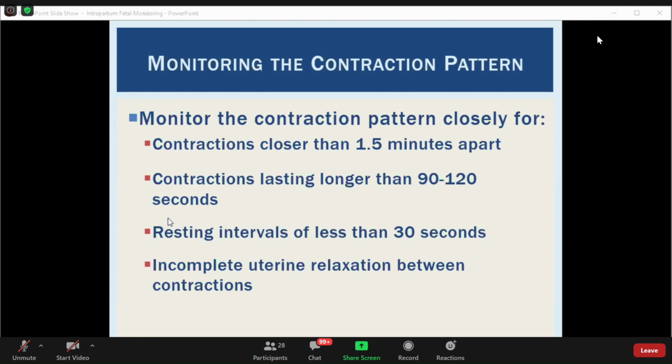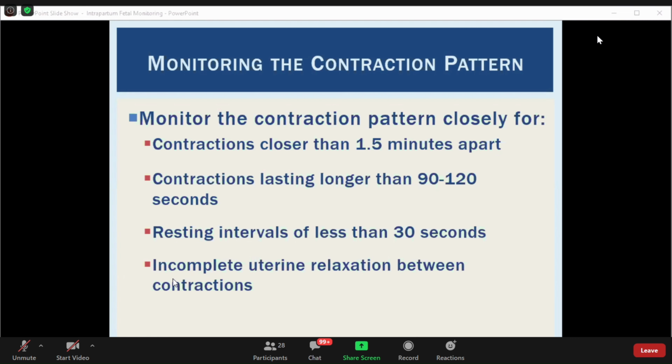Okay, so contractions longer than 90 to 120 seconds are too long. Because remember, the longer the contraction, the less oxygen that's getting to the fetus. And it's not just oxygen to the fetus, we're talking about the brain. If the fetus isn't getting oxygen, the brain is not getting any oxygen, okay? The fetus is going to have lifelong problems. So this is really, really crucial.